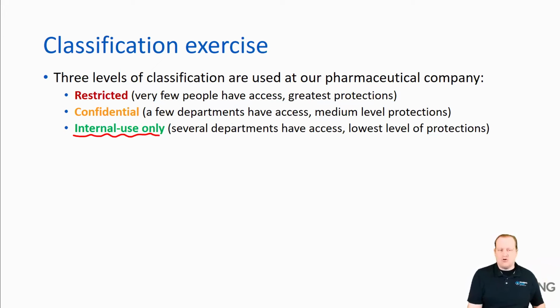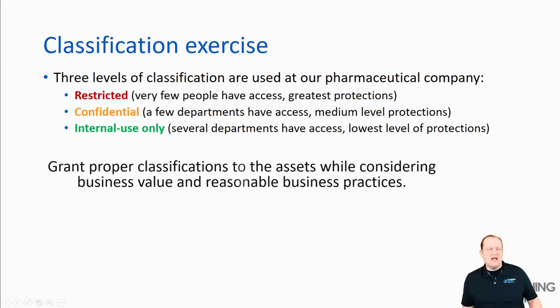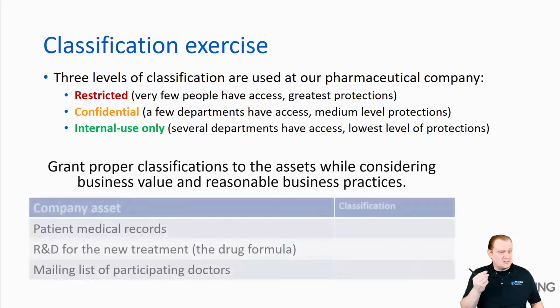And then finally, internal use only. Multiple departments have access. So maybe the difference is between 3 people having access, 100 people having access, and 1,000 people having access. I don't know, something like that. And the lowest level of protections here for this internal use only. We've been given these 3 levels of classification in that hierarchical order, and we're going to try and apply these to the assets below, considering the asset's business value and reasonable business practices. Or in other words, consider how many people might need access and consider how valuable it is to us.